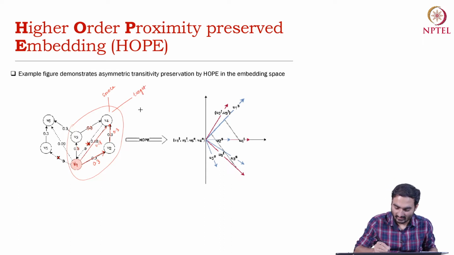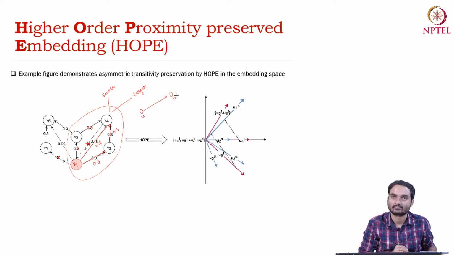Why? Say there is an edge from U to V. With respect to this edge, U is acting as a source and V is acting as a target. Whereas if you have an edge from V to U, then V is acting as a source and U is acting as a target. So what they suggested is that every node is associated with two embeddings. One represents that node as a source node, the other represents that node as a target node.